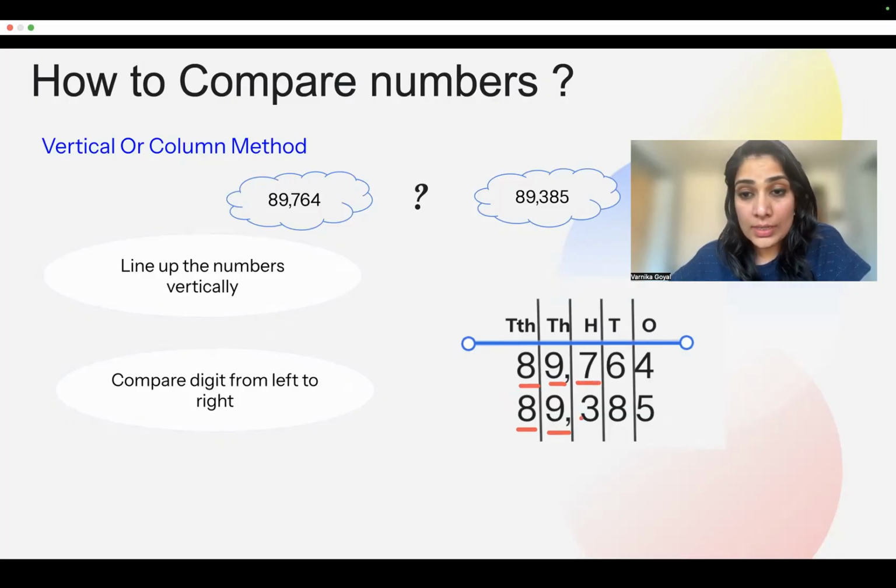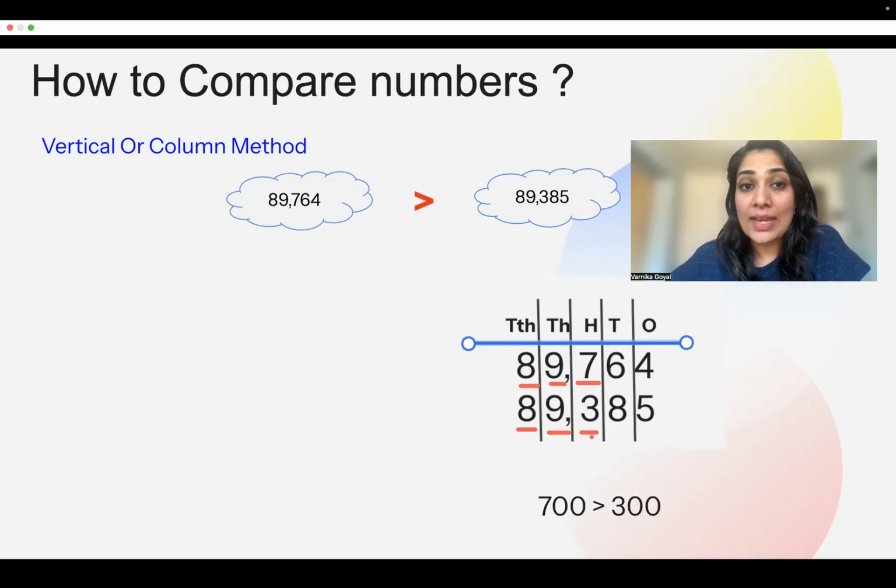But when we move to our 100s place, we see the digits are now different, and 7 is greater than 3. But is it really 7 and 3? 700 is the top one and the one below is 300. 700 is greater than 300. So our top number has 700 while our bottom number has 300. Hence, we can easily conclude that 89,764 is greater than 89,385.